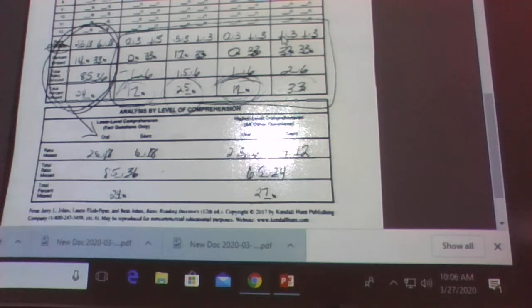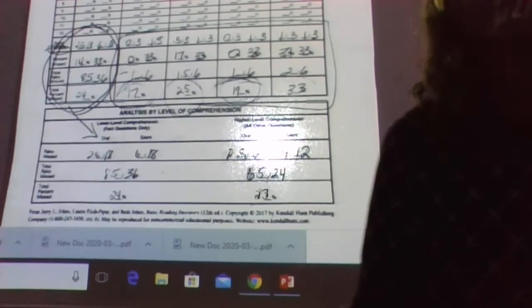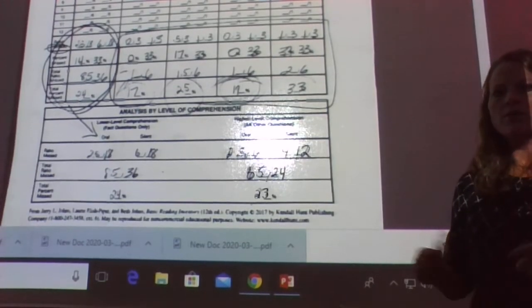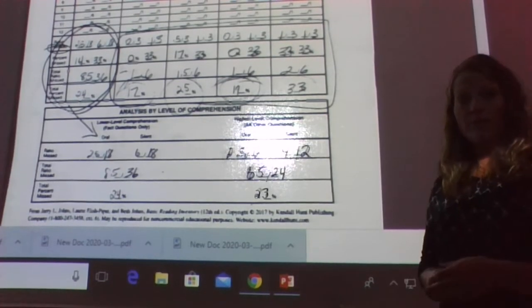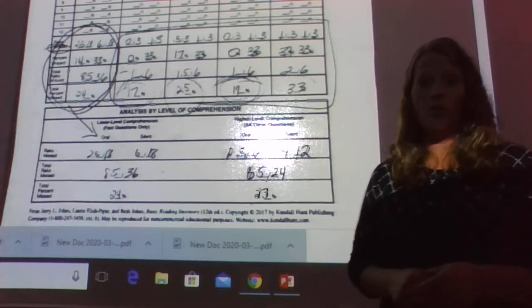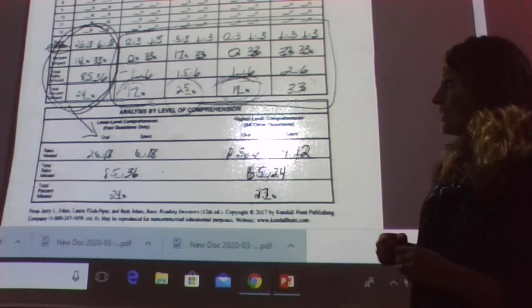So for the oral, we have... just a second, let me check something. Okay, sorry about that. I did actually have an error on my form, and that can happen very easily when you're counting, so I will adjust that.